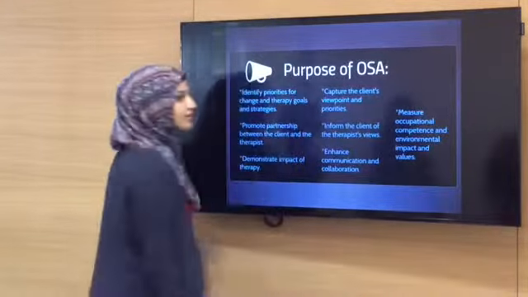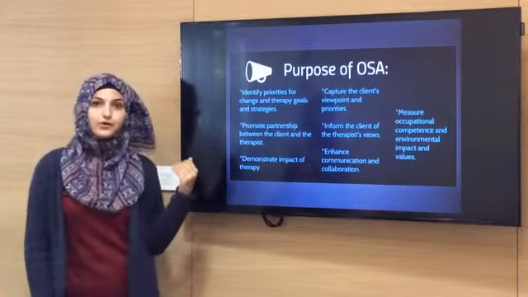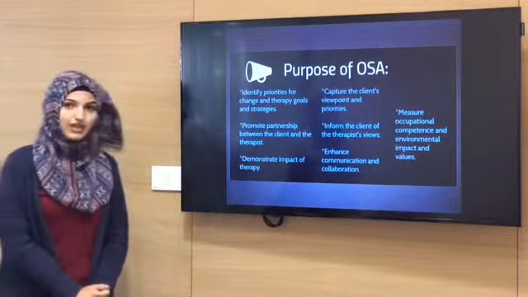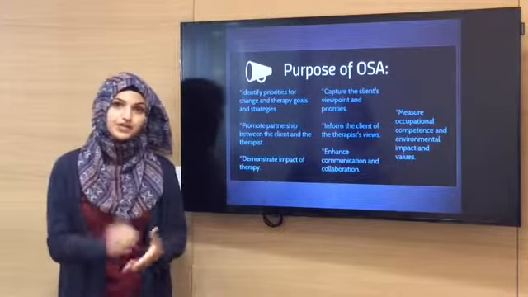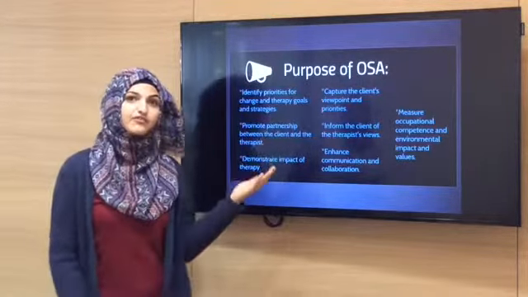So the purpose of using the Occupational Self-Assessment: we use it for several reasons. First, to identify the priorities for change, therapeutic goals, and strategies. Then to promote the partnership between the client and the therapist, and to demonstrate the impact of the therapy, and to capture the client's viewpoint and priorities, as well as to inform the client of the therapist's views. In addition, to enhance the communication and collaboration, and finally to measure the occupational competence and environmental factors and values.